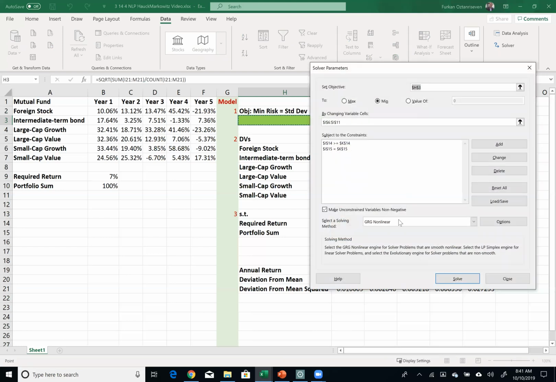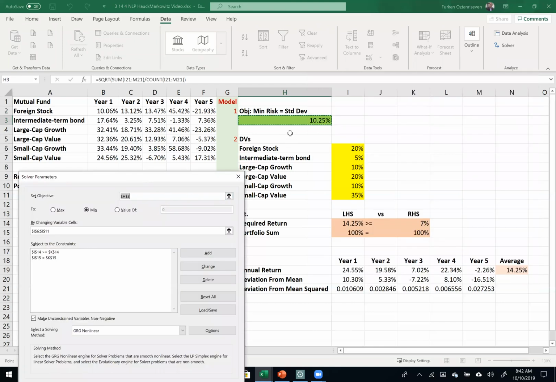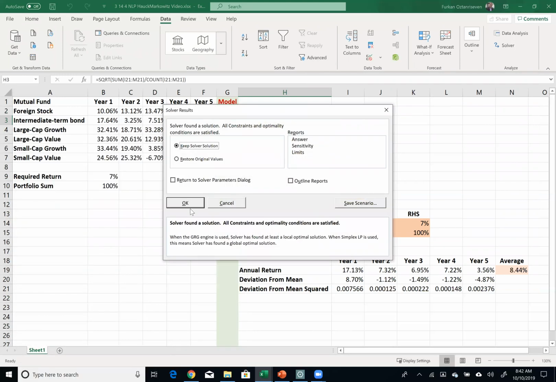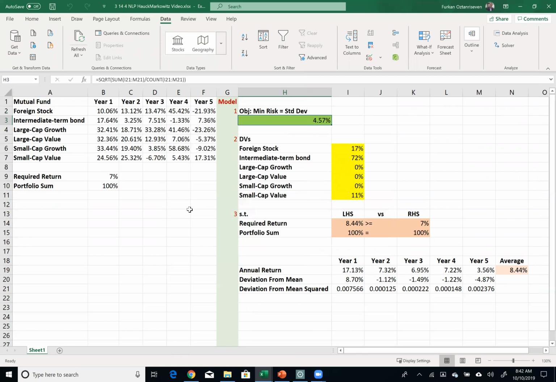Click OK. Now I will use nonlinear programming. Why? Because my objective has square terms and square roots, and this is not a linear function. So I will solve this problem. I click OK. So it looks like I could enjoy a 7% return, actually 8.44% return, with a risk of only 4.57%. Okay, well, this is the best portfolio that minimizes the risk for this client and achieves the goal of at least 7%. How to do that? Invest 17% in foreign stocks, 72% in intermediate term bonds, and 11% in small cap.